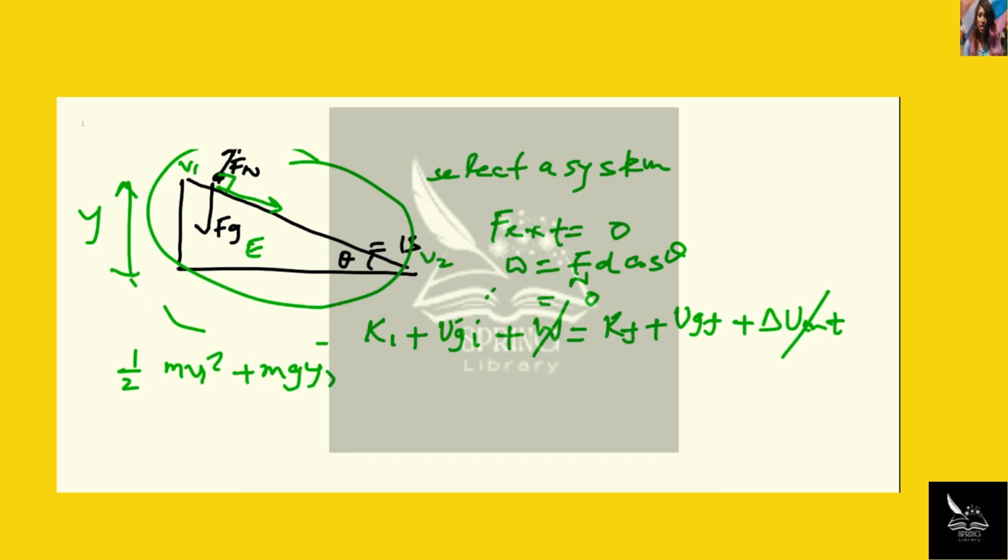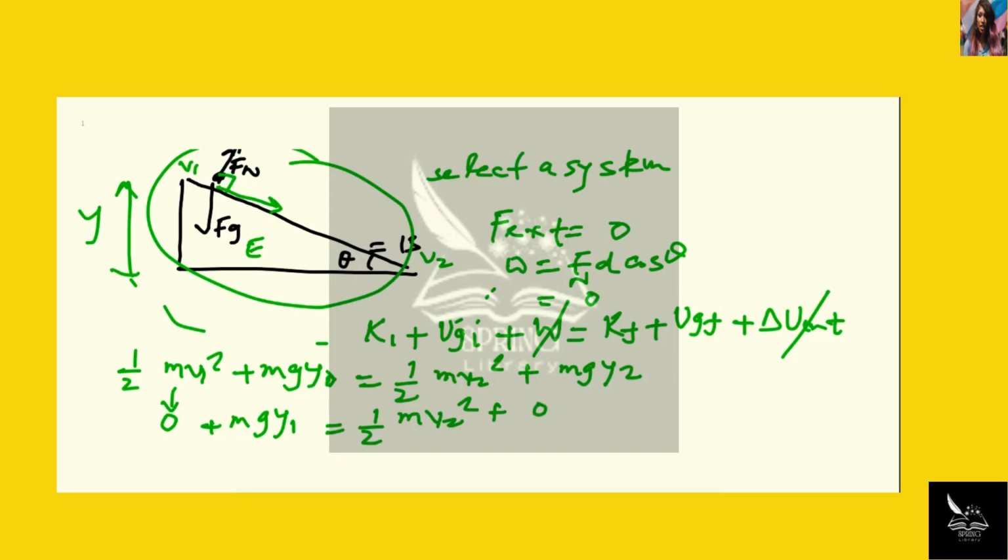So we just put in the values of the energies. We get half m v1 squared plus m g y1, assuming that this distance is y1 and the velocity here is v1 and the velocity here is v2, is equal to half m v2 squared plus m g y2. The initial kinetic energy is 0, so we have 0 plus m g y1 equals half m v2 squared, and as the object reaches the bottom of the incline, the height becomes 0, therefore the final potential energy is 0.